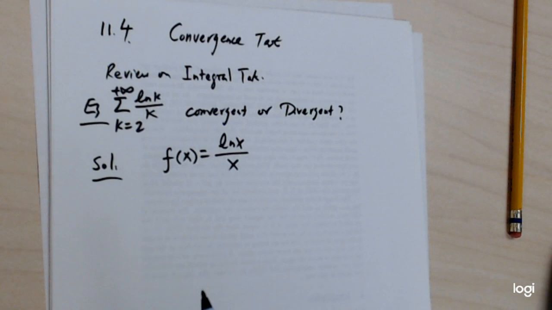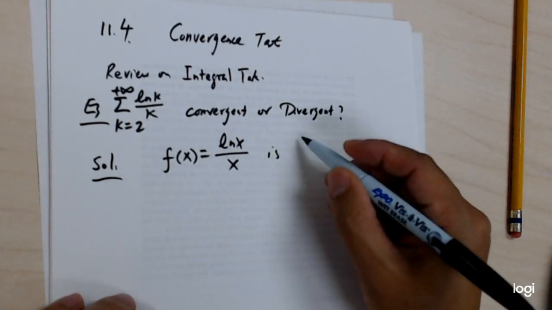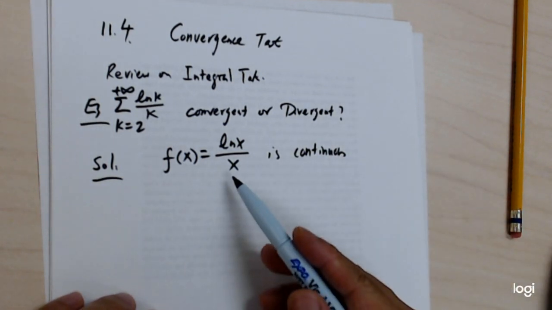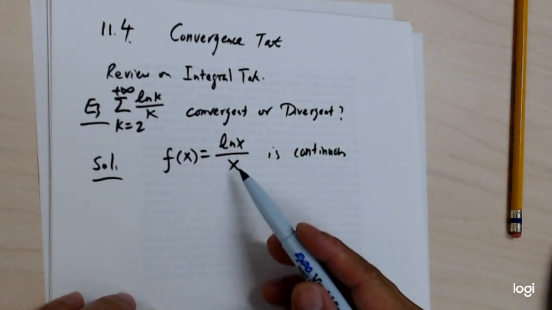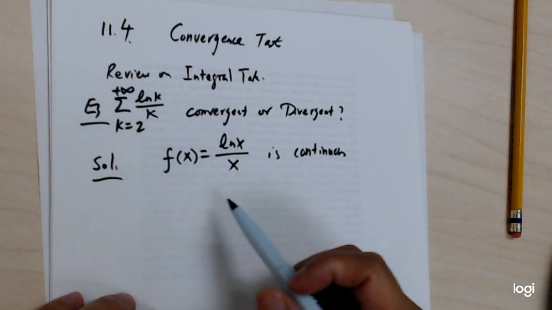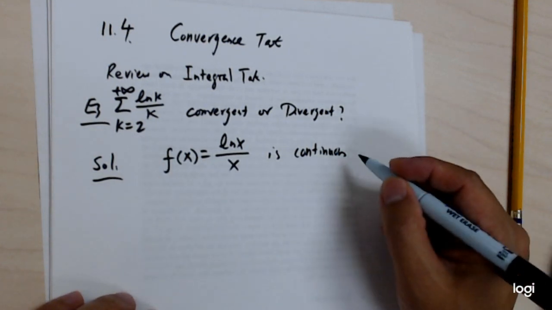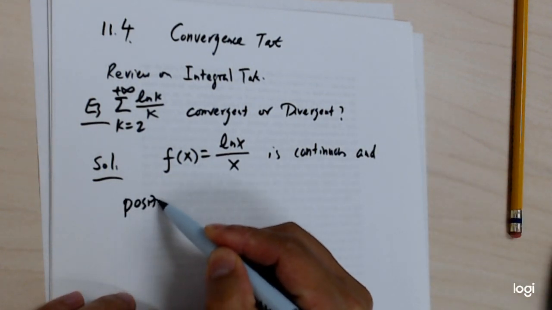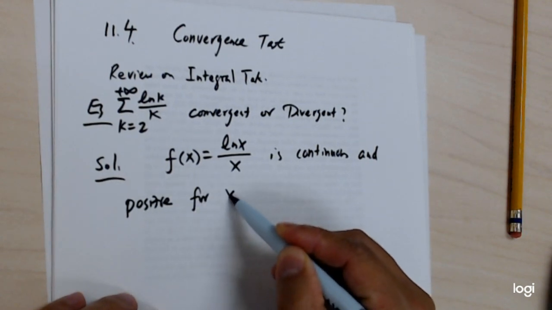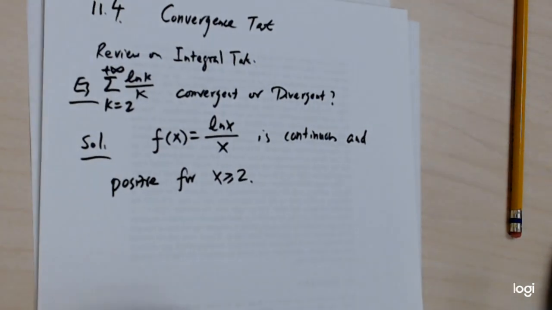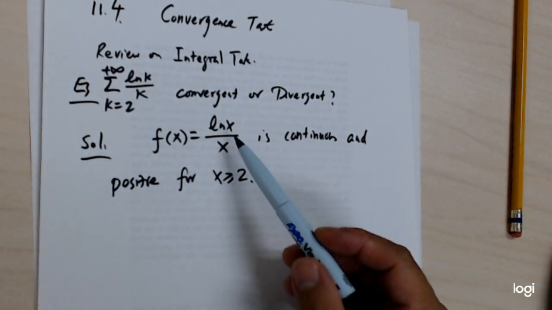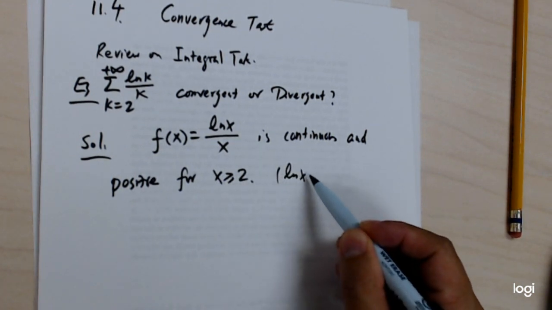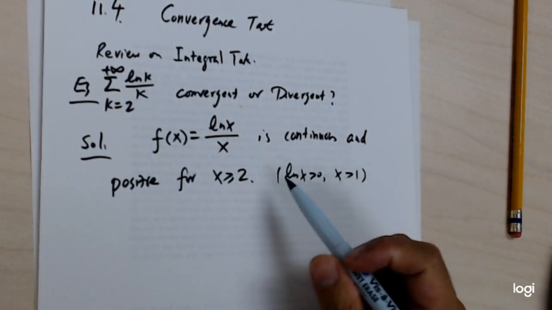We have a few things that we need to verify. Is this one continuous? Can I plug in all the x values? Well, here I cannot plug in 0, but that's okay because k starts from 2. So it's kind of trivial. This guy will be continuous. It is also trivial that this one is positive for x greater or equal to 2, because ln x is positive for any x bigger than 1. So that's trivial.